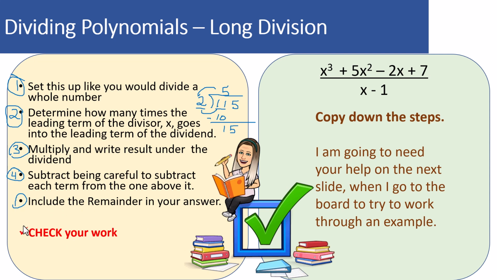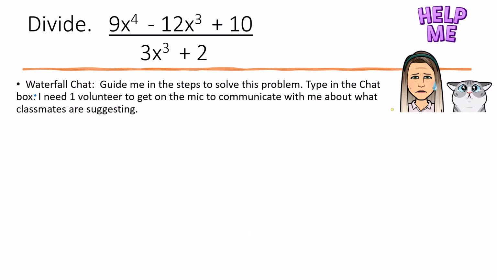All right, so copy those steps down, and then we're going to work through 1 or 2 of these together. All right, so we have a polynomial on the top. We're going to make that our dividend. So we're going to put that underneath the division symbol. 9x to the 4th minus 12x cubed plus 10 divided by 3x to the 3rd plus 2.